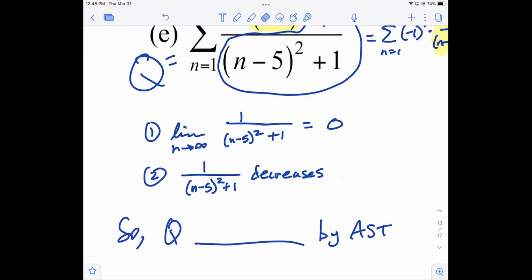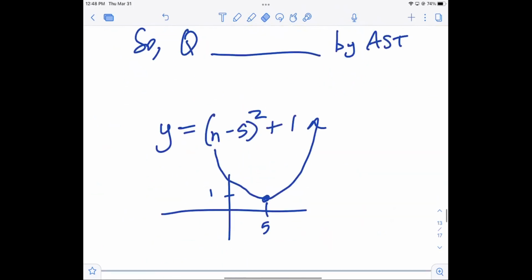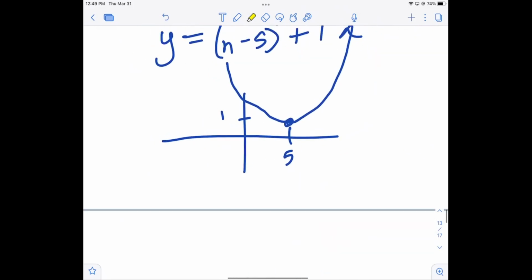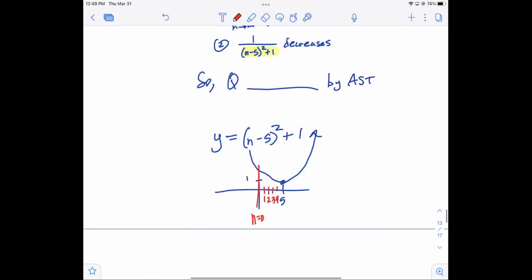Not necessarily. If you look at n minus 5 squared plus 1, the denominator, and graph that, it would be a parabola with a vertex at 5, 1. As long as the denominator is getting bigger, the entire thing is decreasing, right? But my denominator for positive values of n is not getting bigger the whole time. Here's n equals 0, here's n equals 1, 2, 3, 4. So for the first 4 values of n, the denominator is actually getting smaller, which is making the ratios bigger.